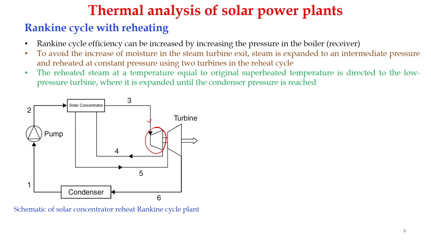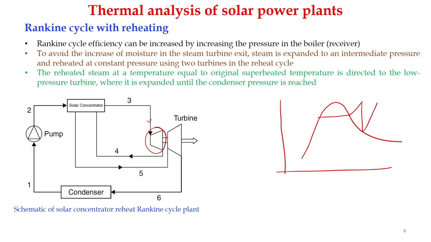So, if we draw the TS diagram, it looks something like this. So, let us draw the vapor dome, this is the pressure line, okay, and then this will be expanded to the same temperature, and maybe we will draw it.